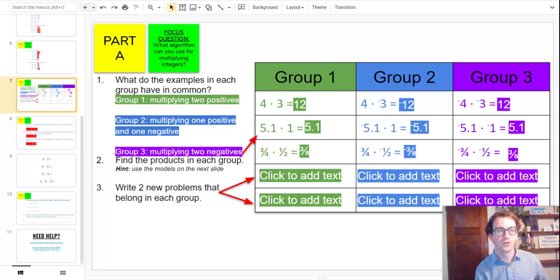All right, let's go on to group 3, where we have negative times negative. Negative 4 times negative 3 equals positive 12, which seems a little funky, but we showed why that's true using the number line relay race. We also know that negative 5.1 times negative 1 equals positive 5.1, and the last one equals positive 3/8. What do we notice here about these three products? I notice that they're all positive, so negative times negative is going to give us a positive product.